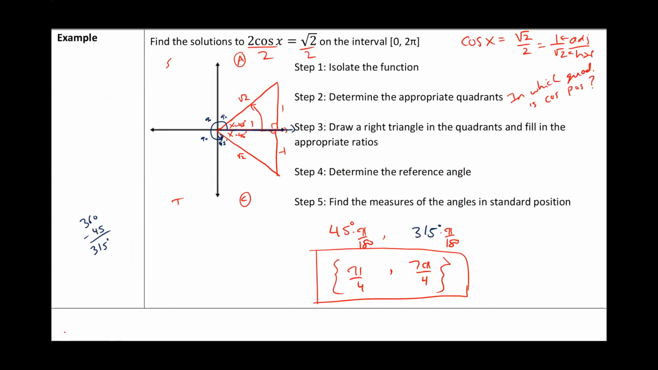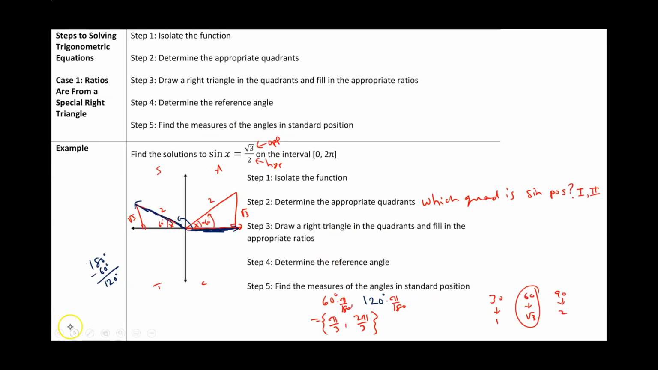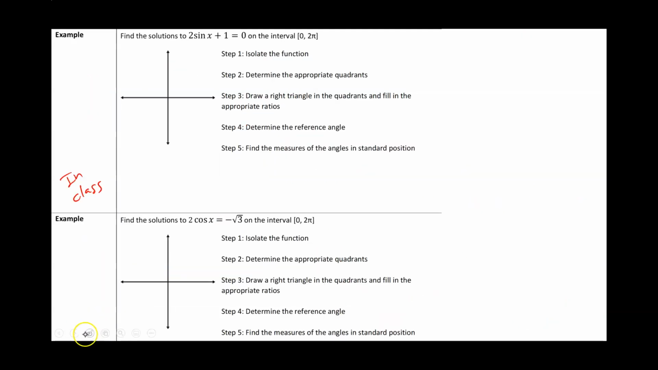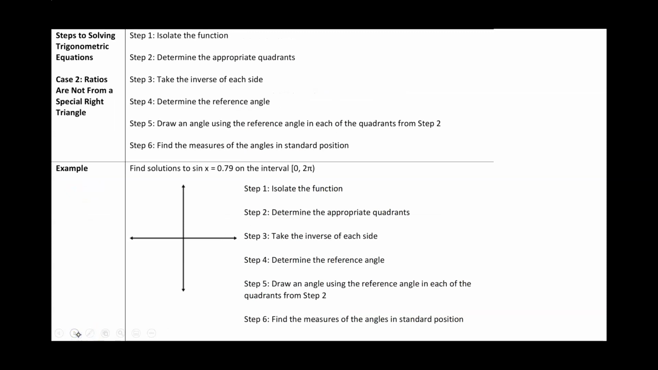Now, the method we've learned here is if the ratios of sides are from a special right triangle. But what if they're not? What if our ratios do not come from special right triangles? In other words, what if our ratios are decimals, like sine of x equals 0.79? Then what do we do? Well, some of these are going to be the same steps. Step 1, we isolate the function. So in this case, sine of x equals 0.79. That's by itself. We're good.